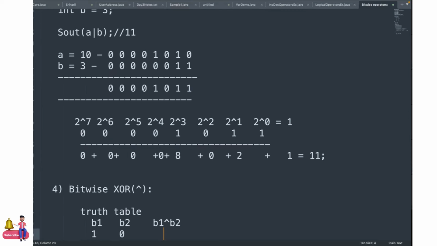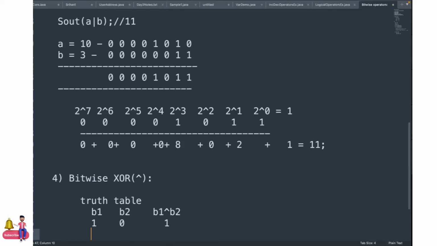Any guesses, guys? Bitwise XOR operator. You are able to remember the logical XOR operator, right? In the logical XOR operator, when does it give you true and when does it give you false? So bit 1 is 1 and bit 2 is 0. Can you tell me the combination bit 1 XOR bit 2? What will be the value? Okay, let me tell you. It is 1.